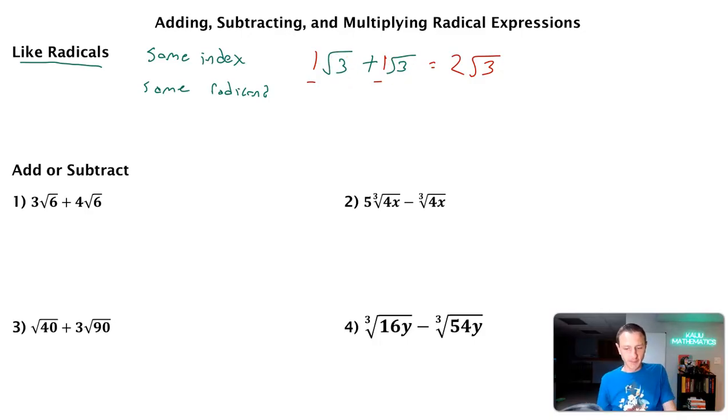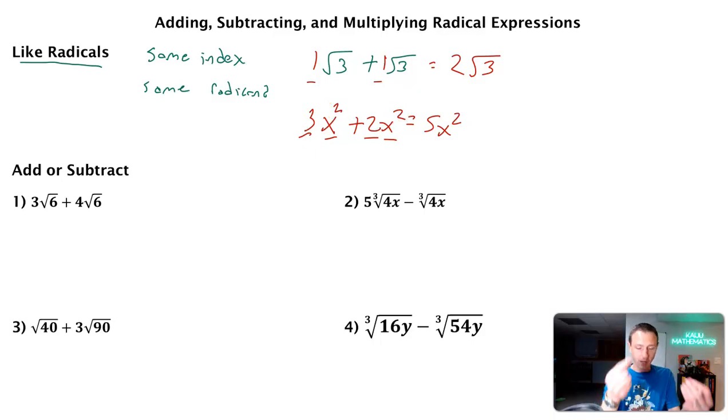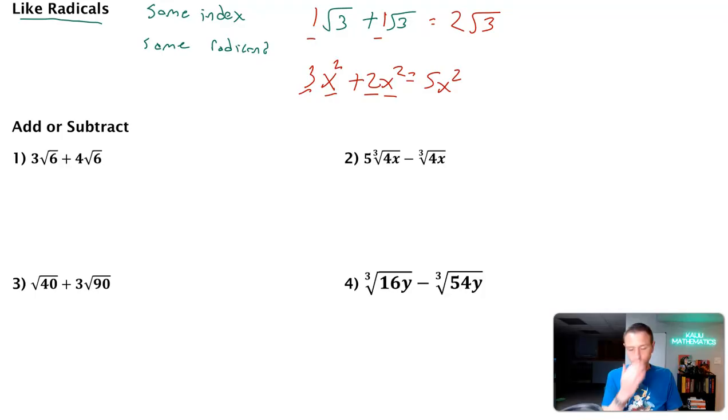It's the same thing as if I had 3x squared plus 2x squared. X squared and x squared are like terms, so I would do the coefficients of 3 plus 2, which is 5x squared. I don't do anything with the exponents here. Those just establish the power of the x, so I just combine the coefficients. Same concept with the radicals.